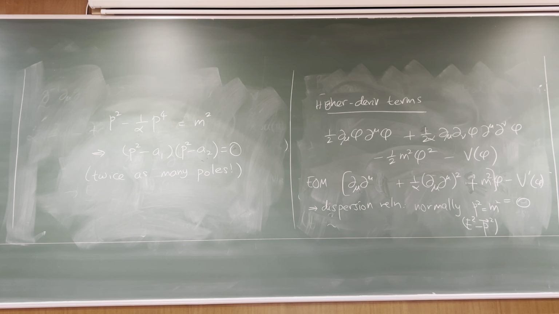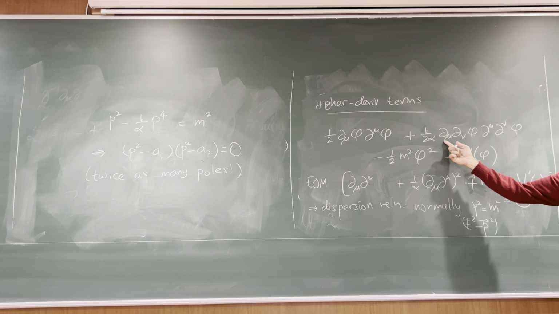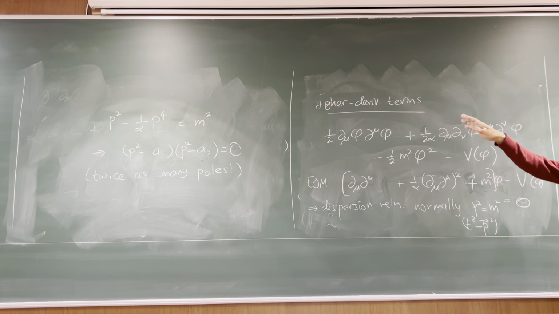But because of those higher derivatives, what is higher derivative? 1, 2, 3, 4 derivatives. Okay, but still acting only on two fields. So because of the nature of this interaction, this thing rather doesn't have the usual dispersion relation p squared equals m squared.